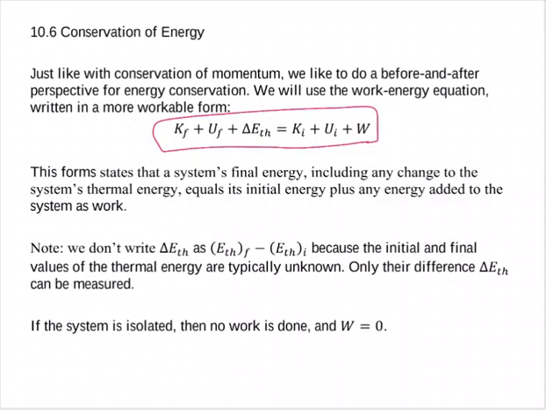We don't want to write energy thermal as thermal final minus thermal initial, because the initial and final values of thermal energy are typically unknown. Only the difference can be measured. So we just write it as delta thermal. If the system is isolated, then no work is done, remember, so work will be 0. And so that's how we're going to start off.